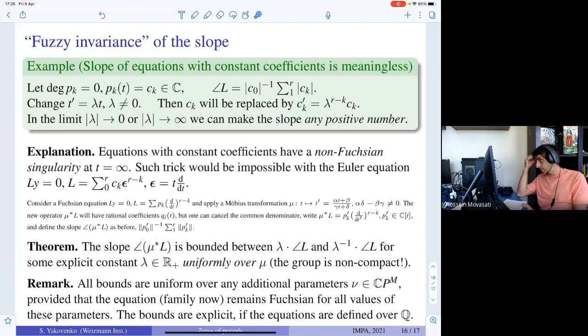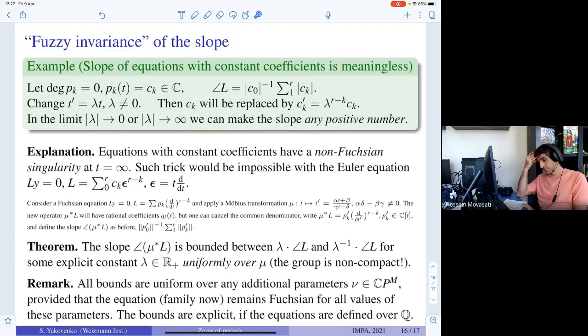some huge rational functions. Then you would have to get rid of the denominators and then reduce them back to the polynomial form. And you simply cannot control what's going on with your equation, except that you can prove that the result will be uniformly bounded. So no matter which Möbius transformation you apply, you cannot change the slope more than by a constant and explicit factor.